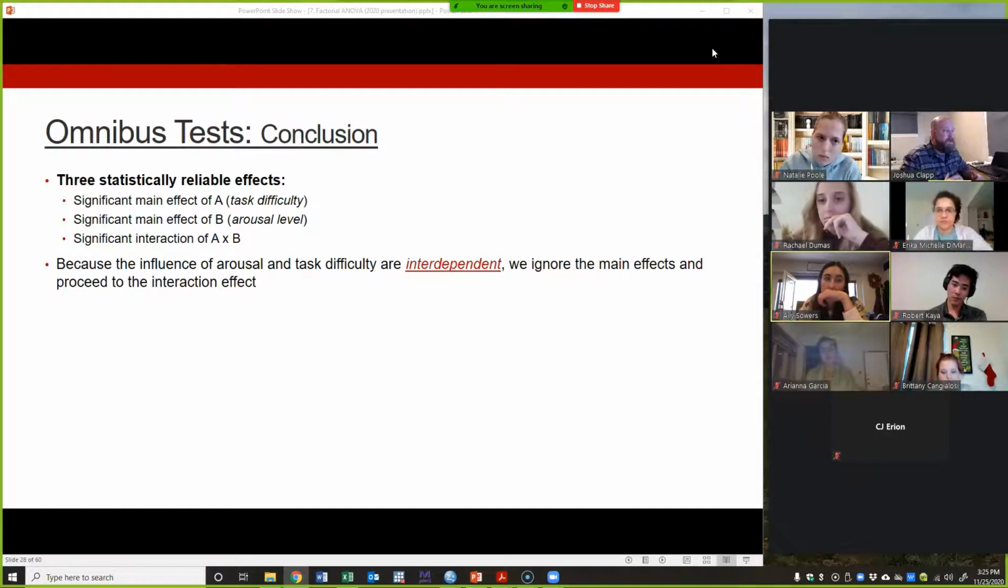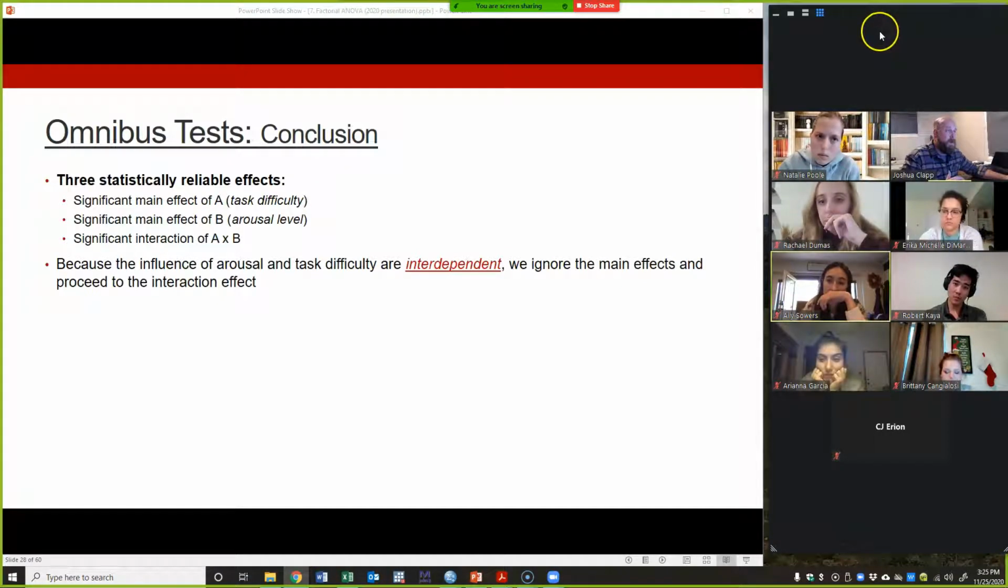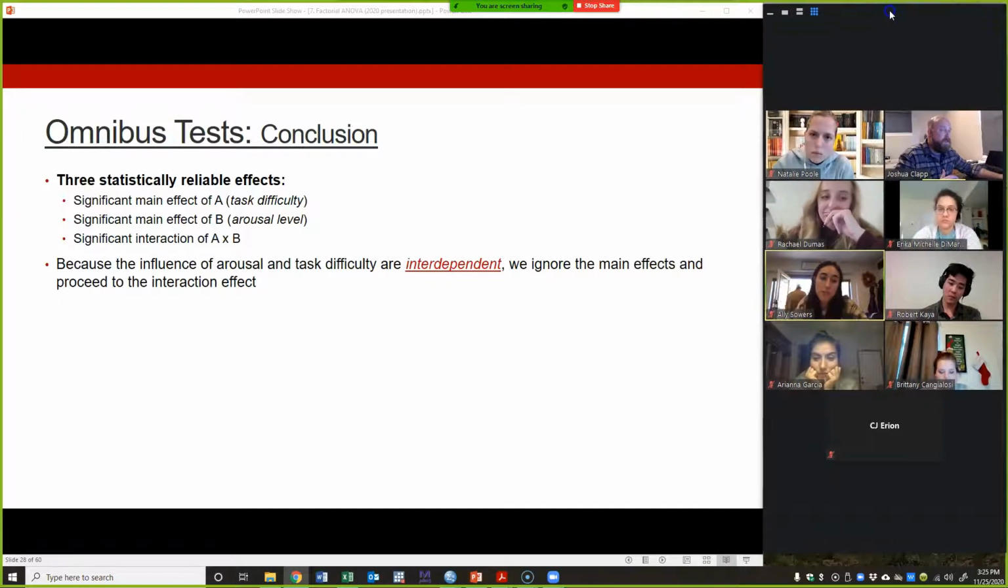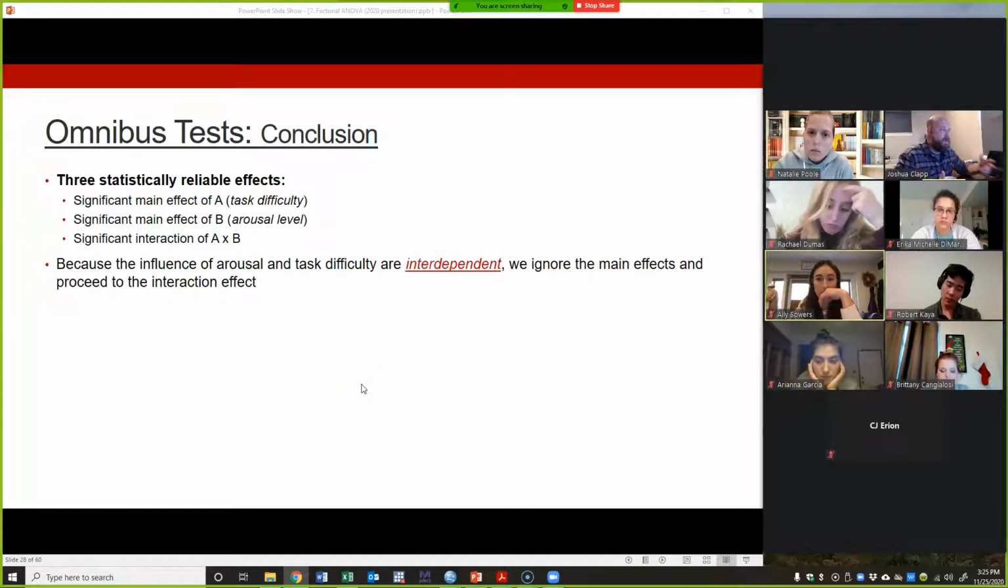And so in this case, unless we have a good reason to make some sort of general conclusion about the main effect of A and the main effect of B, we would most likely ignore that and jump right into this interaction effect so we can start teasing out and talking about what's happening here. Okay.